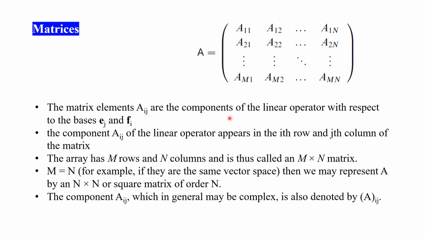For example, you have a 2 by 2 matrix, meaning you have 2 rows and 2 columns. If you have a 4 by 4 matrix, meaning you have 4 rows and 4 columns. If we have a 3 by 4 matrix, then we have a matrix with 3 rows and 4 columns. The component Aij, which in general may be complex, is also denoted by the symbol here. So you can have the parentheses of Aij.